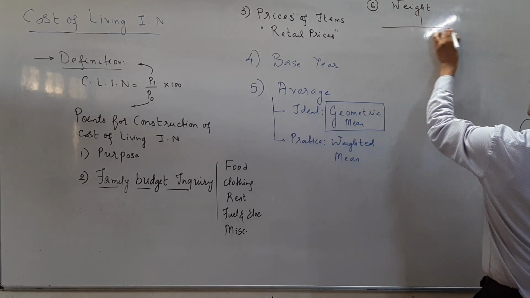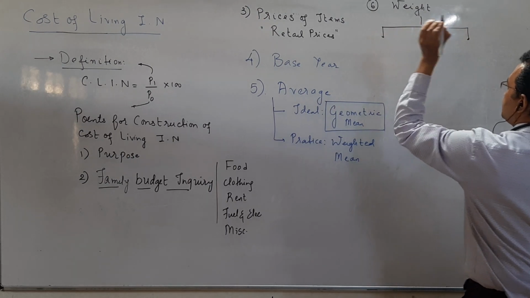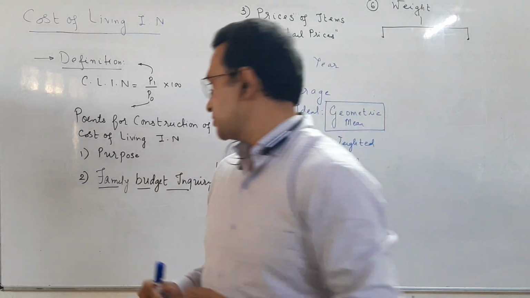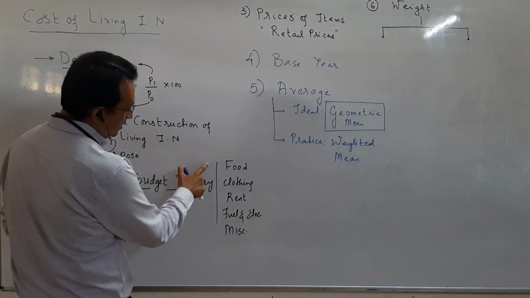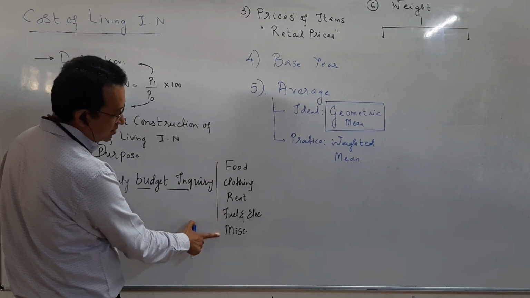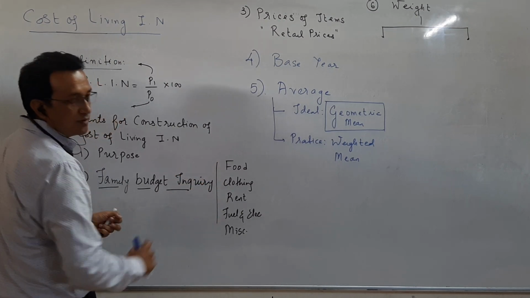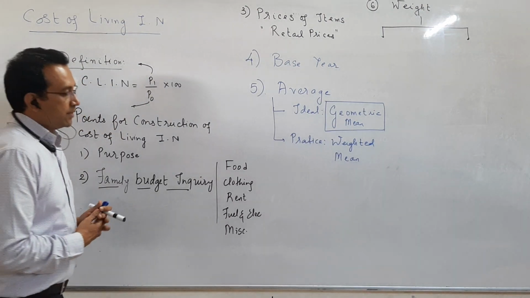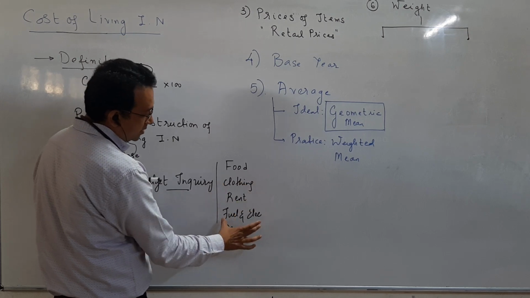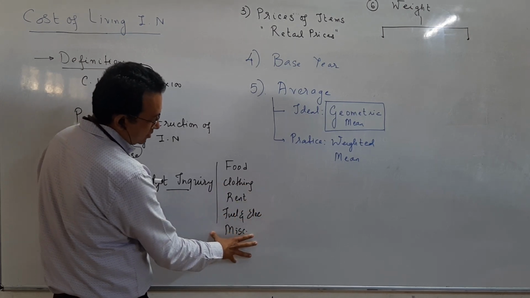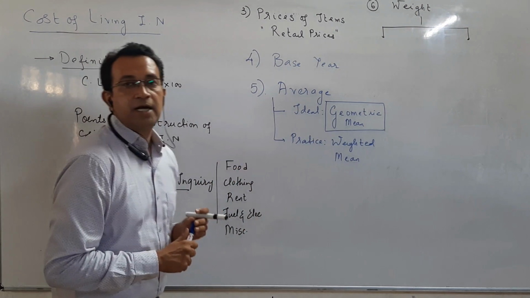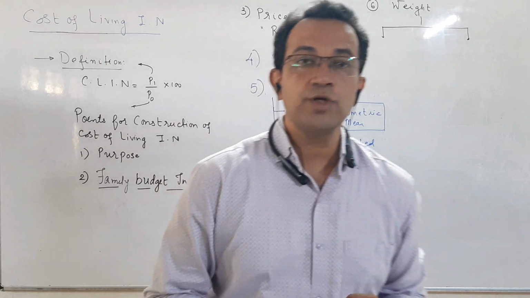And weight is again divided into 2 parts. Now see students, what do you mean by weight? When you go for your family budget inquiry, food, clothing, rent, fuel and miscellaneous, do you divide your income into 5 equal parts? No. Maximum importance is given to food, then rent, then clothing, then fuel and electricity, and last comes miscellaneous.